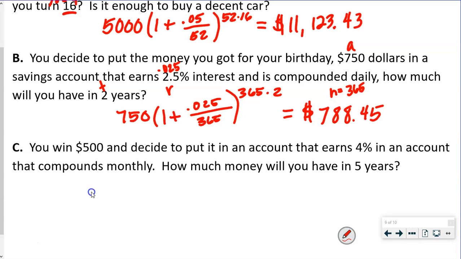All right, the final question. You win $500 and decide to put it in an account that earns 4% and compounds monthly. How much money will you have in 5 years? Okay, go ahead and do this one. Come back to me when you're done.